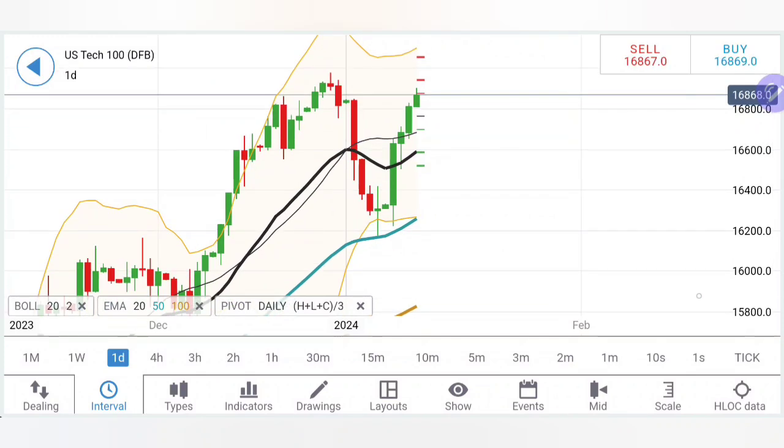Now, let's have a look at the daily chart. Look at the daily charts. First of all, this was the bullish move here. There was a reversal sign. Price retraced towards the 20 and 50 period moving average. Again, there was a reversal sign, and since then we have seen it trading bullish.